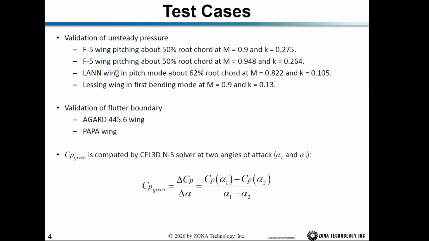We have validated the Z tau module on several configurations for the unsteady pressure, and we also validated the flutter boundary on the AGARD 445.6 wing and the Papa wing. The CP is computed by the CFL3D Navier-Stokes solver, and we calculate the CP at two different angles of attack. Then we use finite difference to calculate the dCP by d alpha.